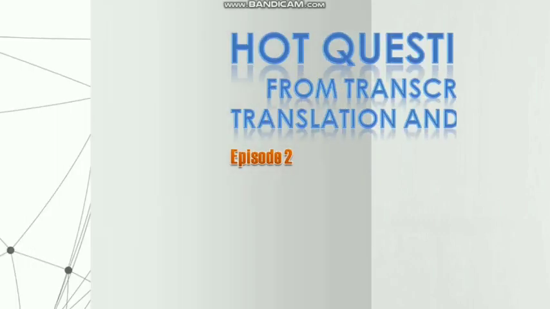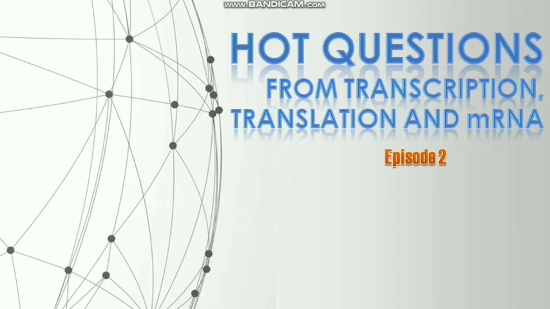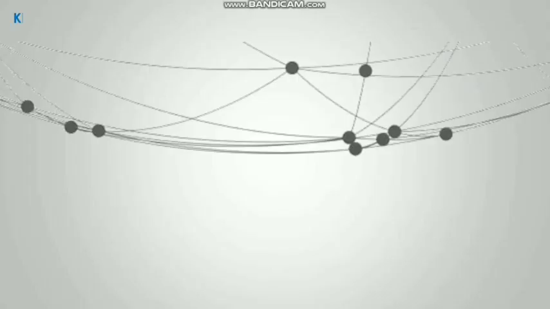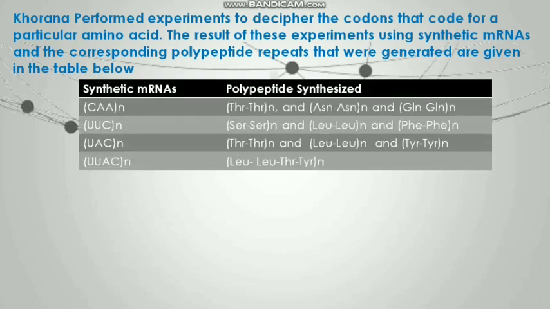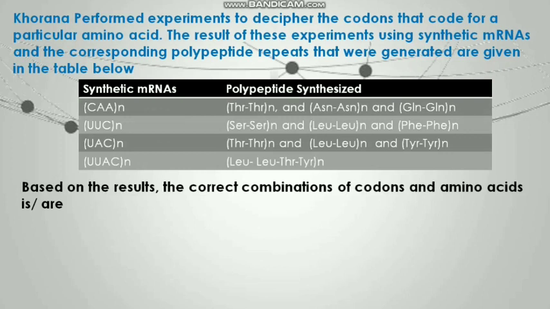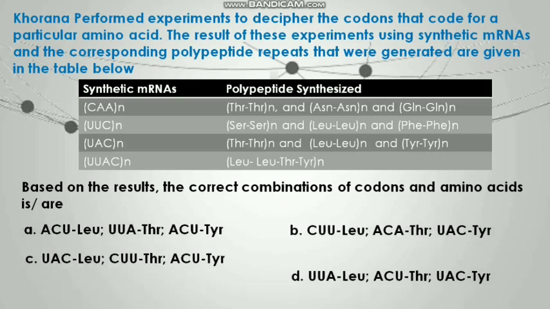This video is the second episode from the Hot Question series on the topics transcription, translation and messenger RNA. So let us see the question. Khorana performed experiments to decipher the codons that code for a particular amino acid. The results of these experiments using synthetic mRNAs and the corresponding polypeptide repeats that were generated are given in the table below. Based on the above results, the correct combination of codons and amino acid is or are. So let us see the options, option A, B, C and D.